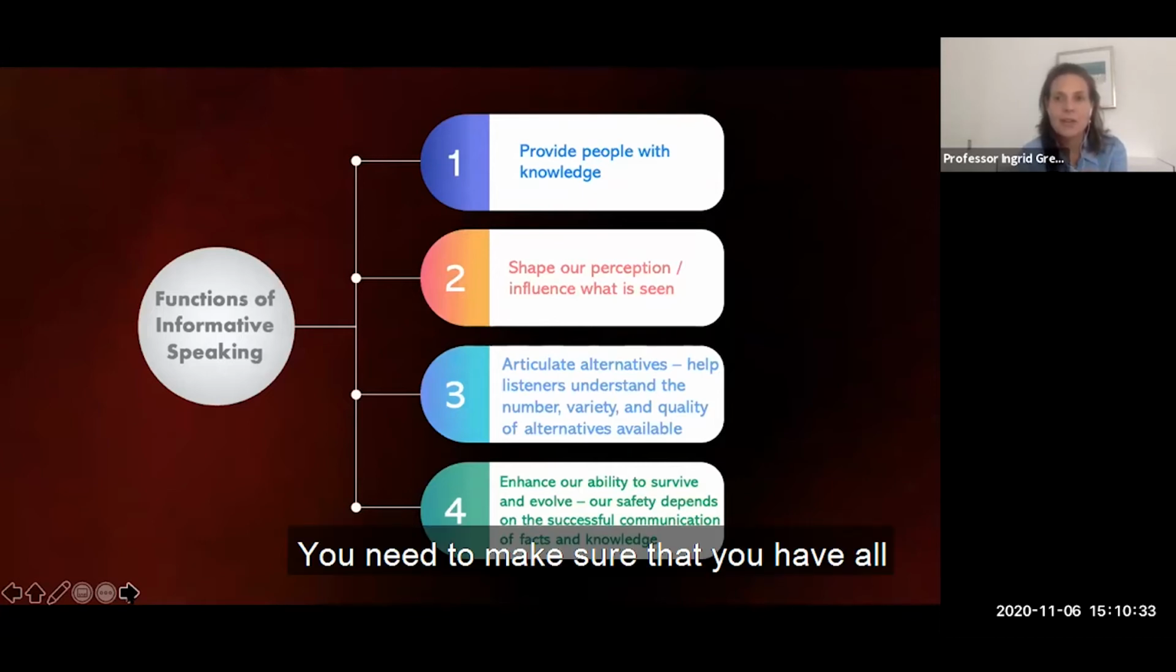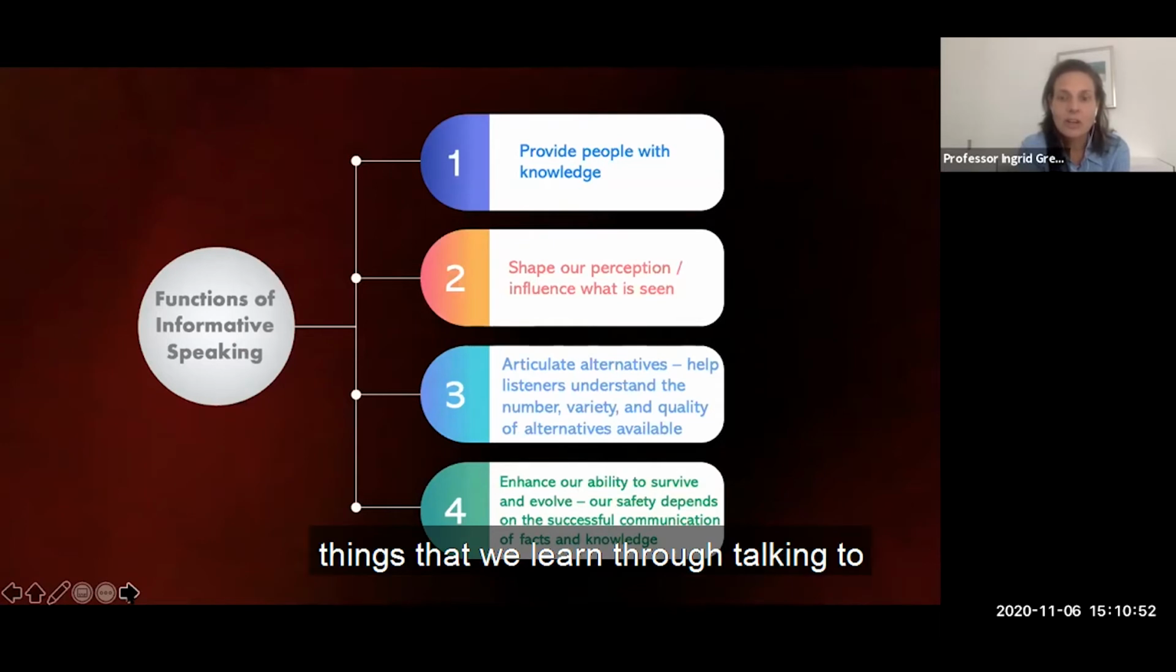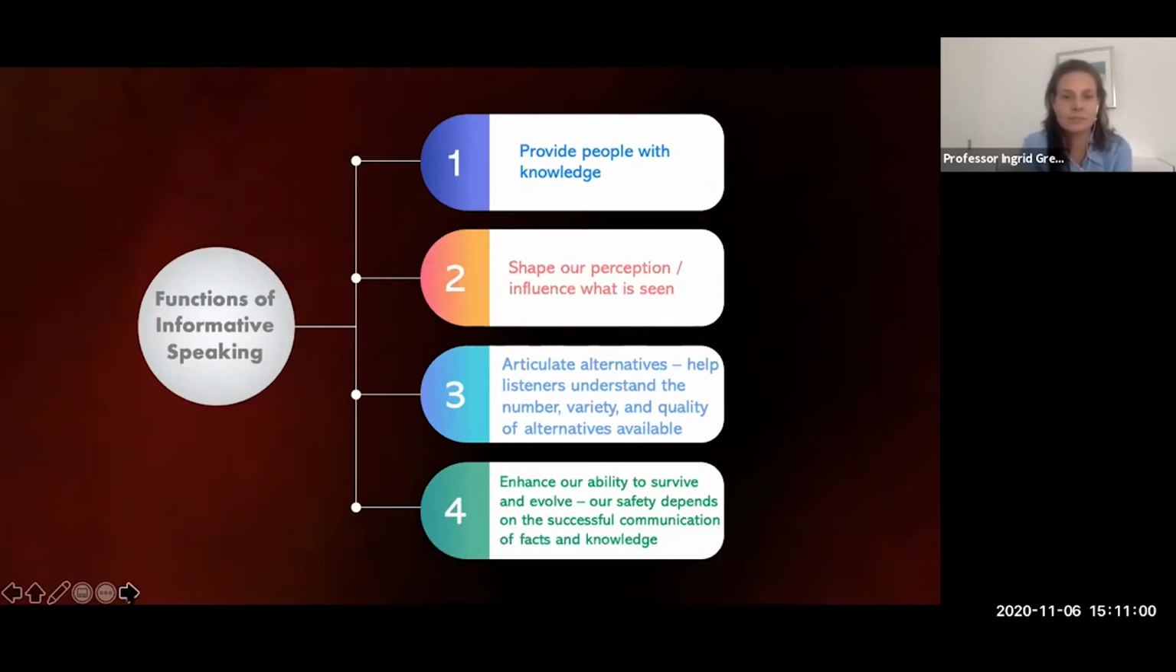You need to make sure that you have all of your important documents in one place. You need to make sure that you have a bag of clothes ready to go. You make sure that you have actual hard copy photos of your family members in case you get separated and you need to look for them. So all these different things are things that we learn through talking to consultants or professors or teachers. They are verbally communicating information to us.